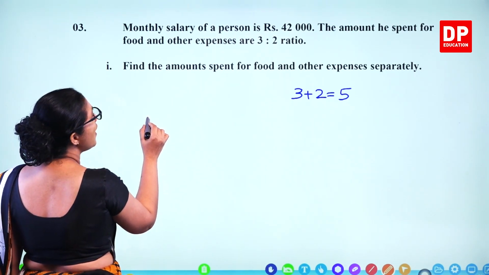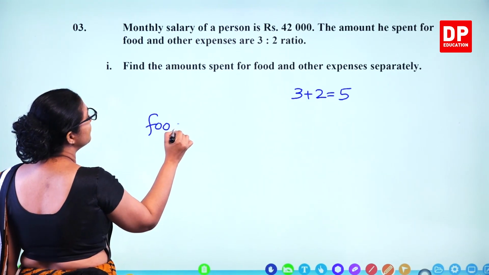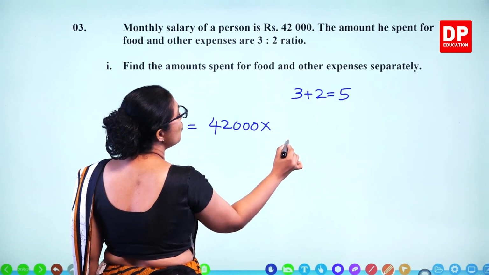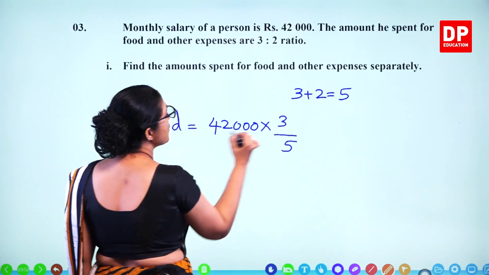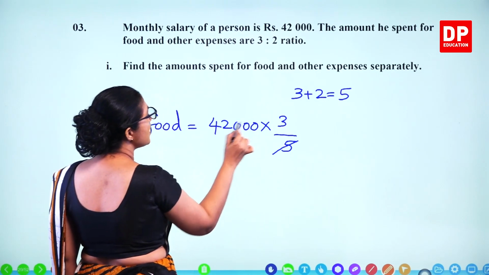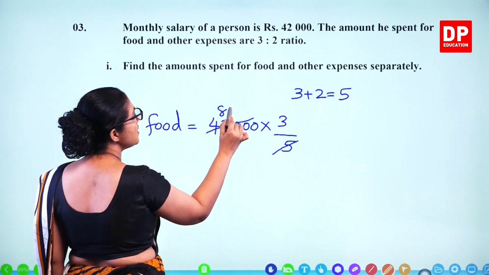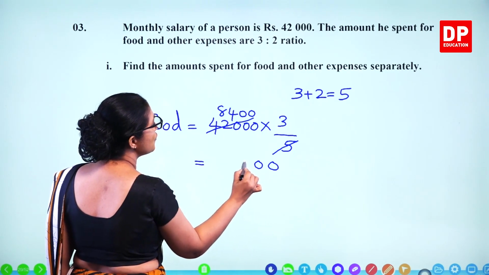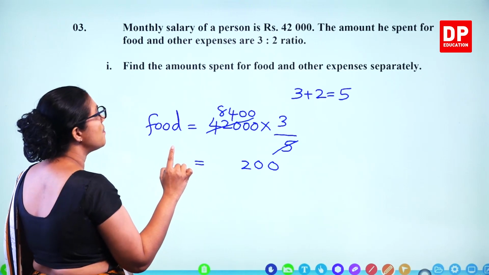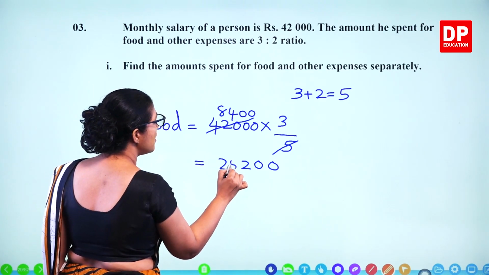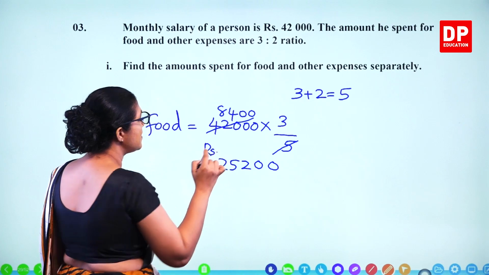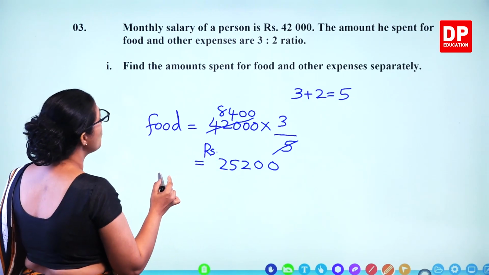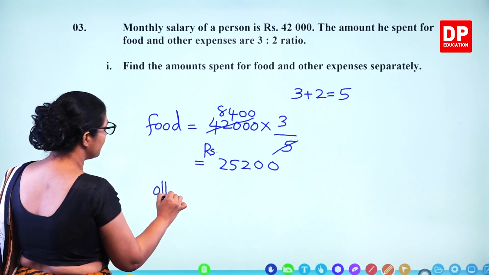So we can find out for food 42,000 into out of 5, 3 parts are there. 5 times 8, 40. For 20, that's 4. Now multiply by 3. 0, 0. 3 times 4, 12. 3 times 8, 24 plus 1, 25. So the answer is 25,200 rupees for food.